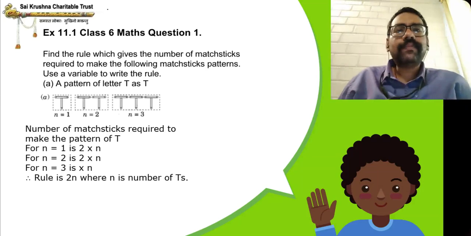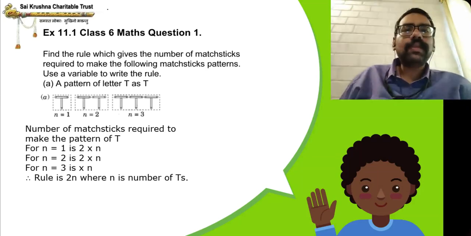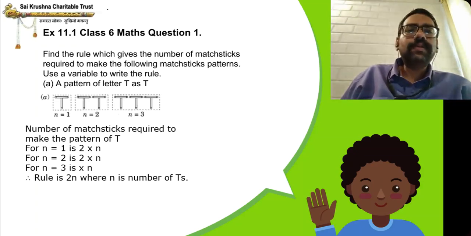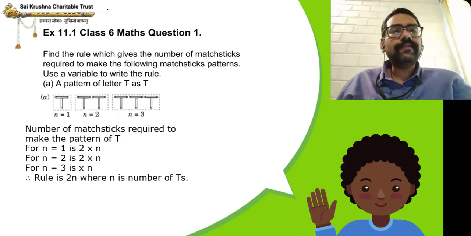For 1 T, how many matchsticks are required? 2 matchsticks. So the number of matchsticks required to make pattern T is 2. For 2 T's, n equal to 2, 2 into 2, 4. For 3 T's, 3 into 2, 6. The rule is 2n, where n is the number of T's.